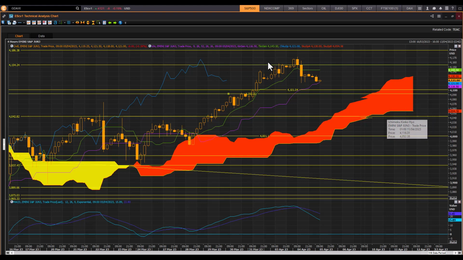But we got a bit extended. It was a nice rally, a beautiful buy signal there. And then it got a little bit extended from the top end of the cloud. So it's now consolidating that move. We could see a test of 4101 and 4092 and then a rebound from there to make another attempt to take out the 4186 and 4154 resistance zones. That's all going to depend on the earnings season, of course.